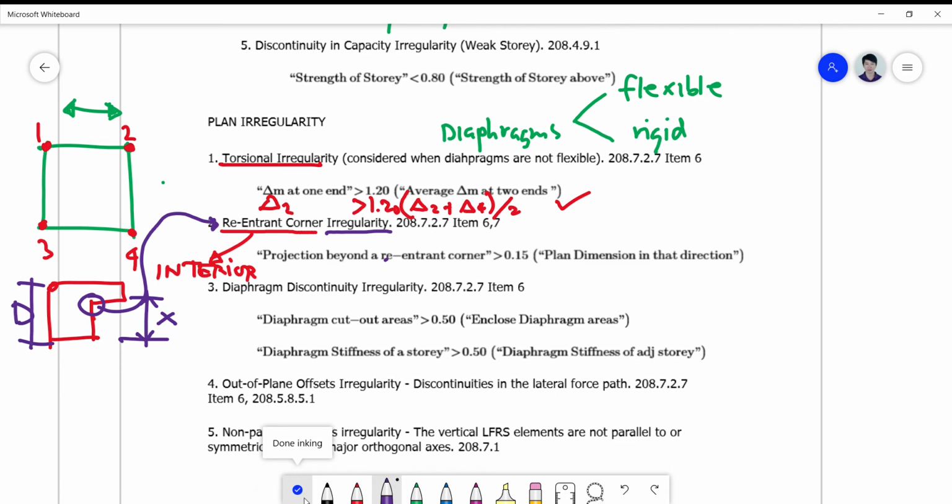Okay, so for number 3, diaphragm discontinuity irregularity, again, we go back to diaphragm, but these are all plane irregularities. So what is a diaphragm discontinuity? I told you that discontinuity means there's a cut, there's a break, in terms of the elements that are concerned. Like this, the element concerned is the diaphragm. So, bakit ka nagpuputol ng diaphragm? Sometimes you cut it out because you want to have an access, like stairwells.